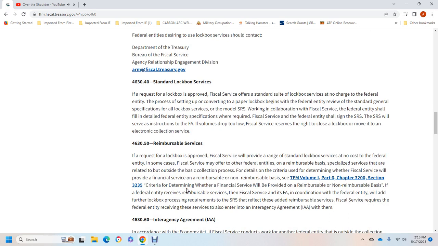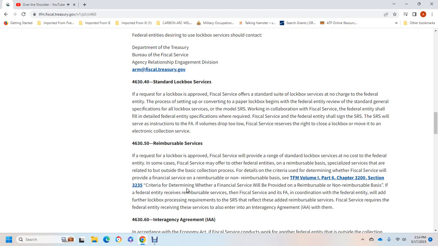4630 reimbursable service request. For the lockbox to be approved, officials provide the range for the same lockbox service at no cost to the federal entity. The home care of the officials service may offer the federal entity reimbursement of the base for the specialized services that are related to the outside of the basic collection process. For detail of the criteria of the determination, officials will provide the financial services with reimbursement on a non-reimbursement basis. See Treasury Financial Manual Part 6, Chapter 3200, Section 3235. Criteria to determine whether the financial agent will provide reimbursable and non-reimbursable base for the federal entity receiving the reimbursement.